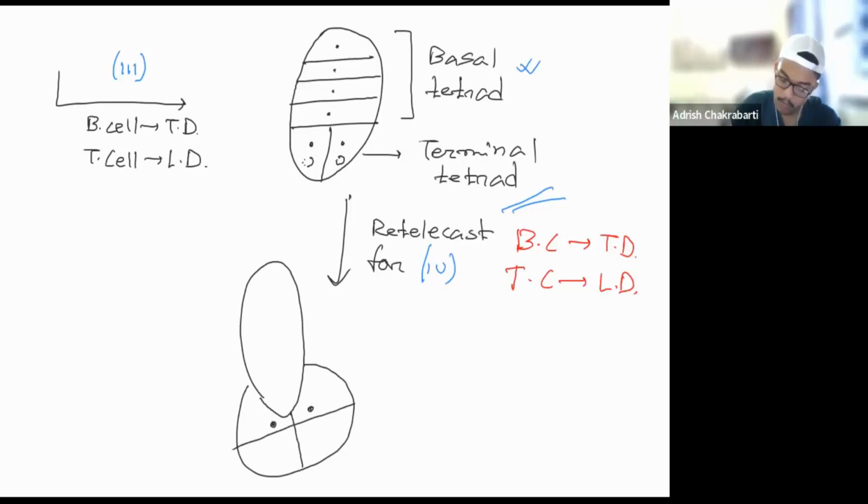So now earlier we had tetrad, now you will have an octant. So the terminal cell is again going through longitudinal division. So you will observe this kind of structure, and the basal tetrad will now form another basal octet, and it is again going through transverse division. So you are going to observe 8 cells. So 1, 2, 3, 4, 5, 6, 7, 8.